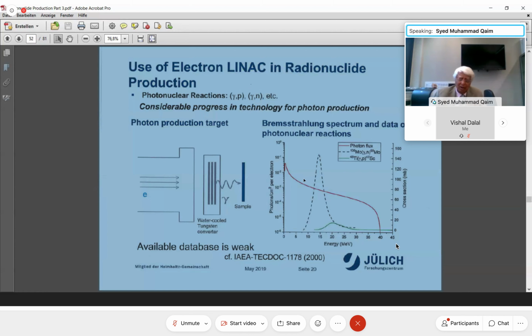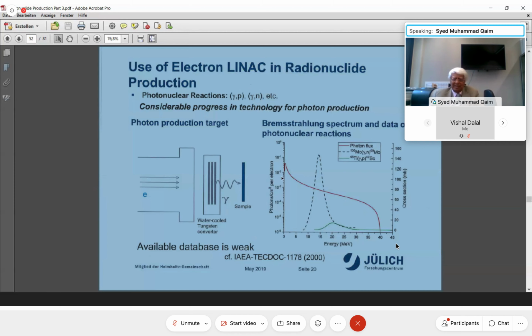In this diagram now, I explain, one sees what do we have here. We are putting 40 MeV electrons on tungsten, and the spectrum is shown here. This one going up, the red line going, and comes. This is the spectrum of photons.